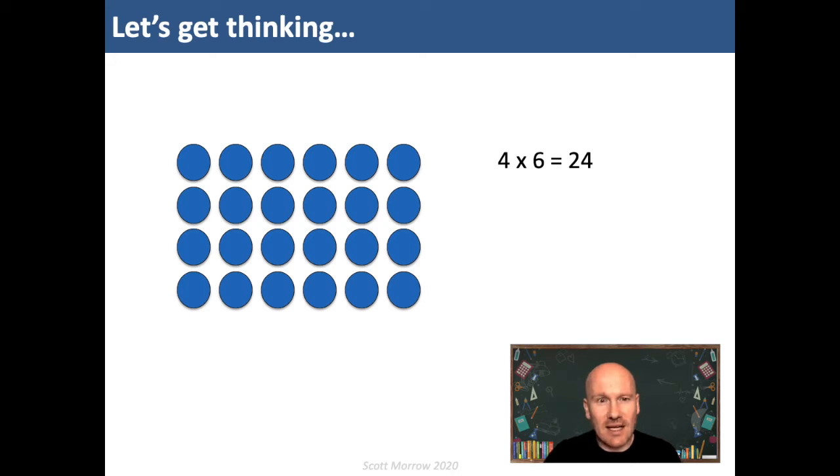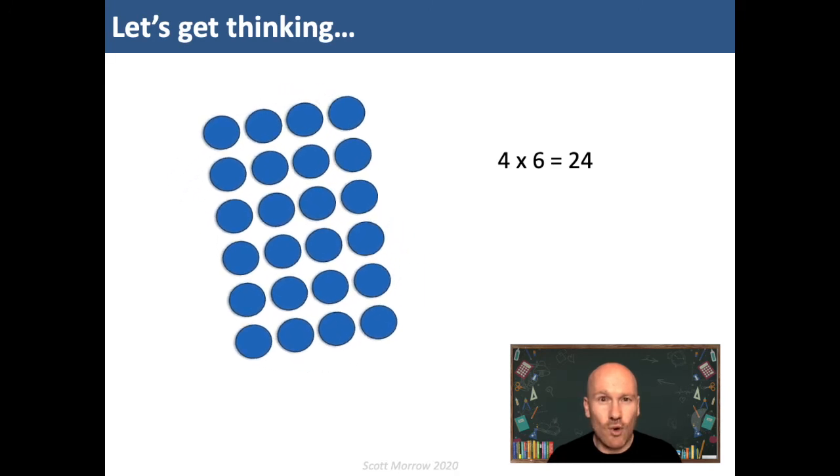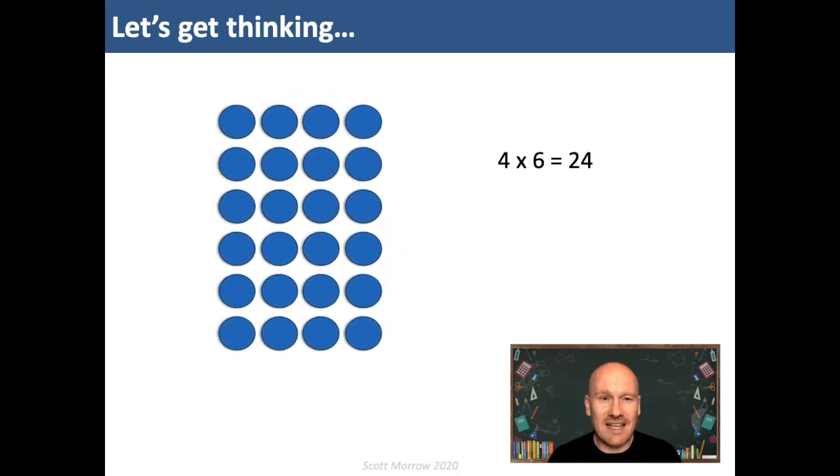Let's take that array. We're not going to change anything. I'm not adding any dots. I'm not taking any dots away. All I'm going to do is spin that array around. Now, I've still got 24 there, but this time I've not got 4 rows of 6, I've got 6 rows of 4. So the multiplication story we get from this array is 6 times 4 equals 24. So I can say that 4 times 6 is equal to 6 times 4.